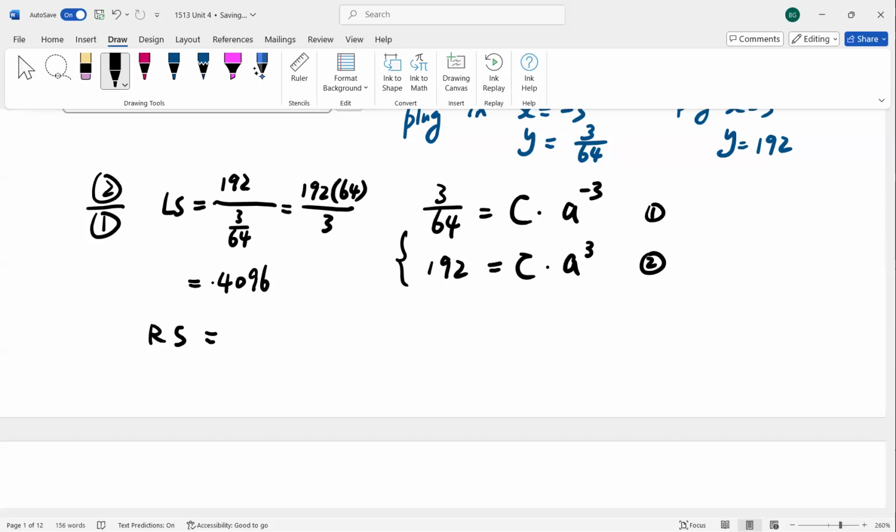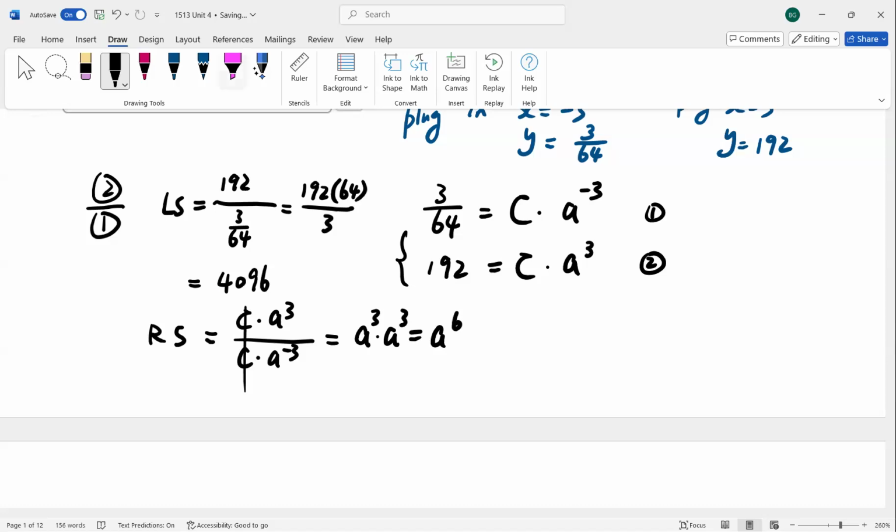If I use 2 over 1, the right side of 2 is c times a to the power 3. The right side of 1 is c times a to the power -3. c cancels, right? And you remember how we get rid of the negative exponent from foundation 2? We can flip a to the power -3 to the numerator and get rid of the negative sign. So we should have a cubed times a cubed, that is a to the power 6.